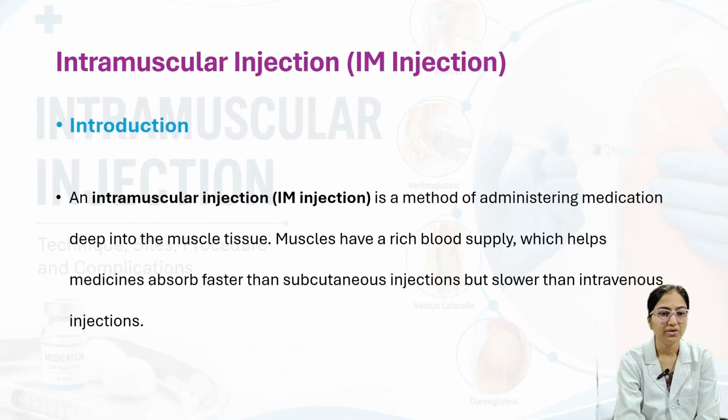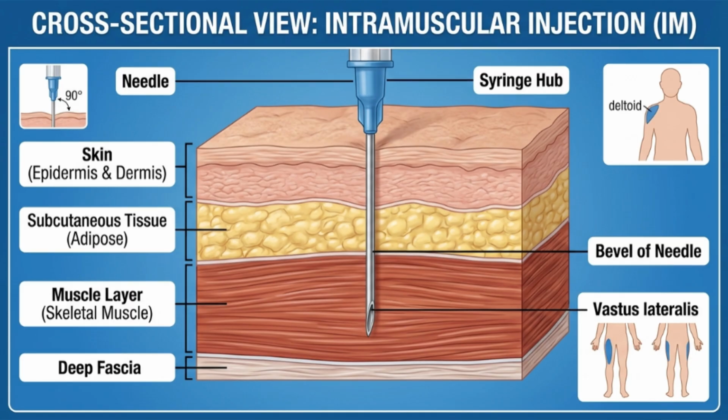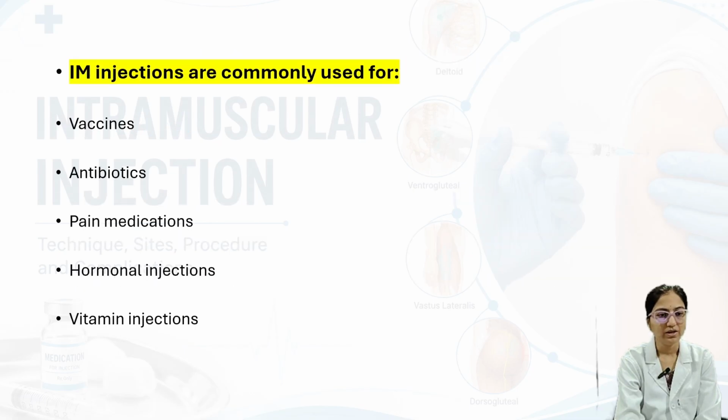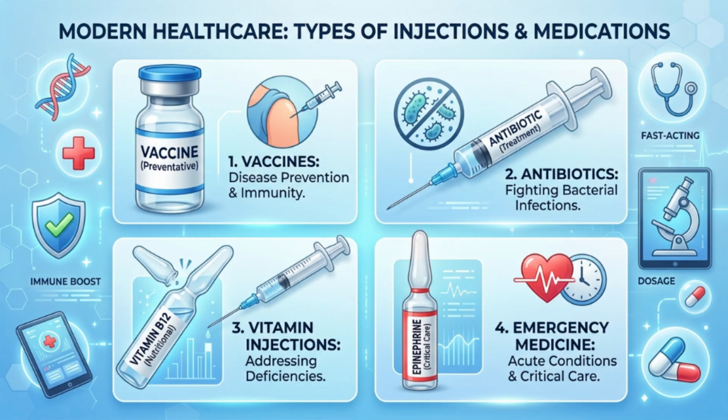First, we'll see the introduction of intramuscular injection. An intramuscular injection is a method of administering medication deep into the muscle tissue. Muscles have a rich blood supply, which helps medicine absorb faster than subcutaneous injections but slower than intravenous injections. IM injections are commonly used for vaccines, antibiotics, pain medications, hormonal injections, and vitamin injections.